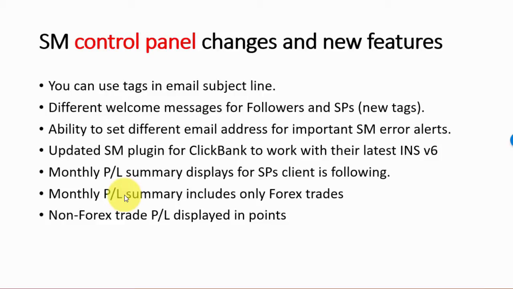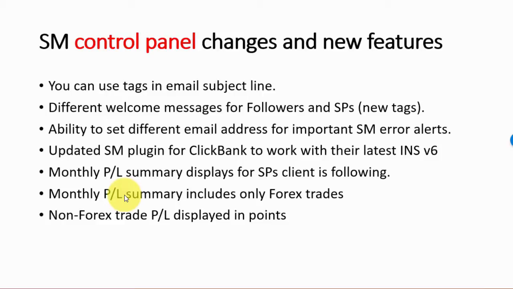Also, I want to say that non-Forex trade profit and loss is displayed in points from now on. Previously, Signal Magician was trying to detect the correct digits or decimal places for those non-Forex trades, but what I realized is that it's close to impossible to do that. Every broker uses a different format, and you never know. There is no one unified format for that, and it gets to be a complete mess.